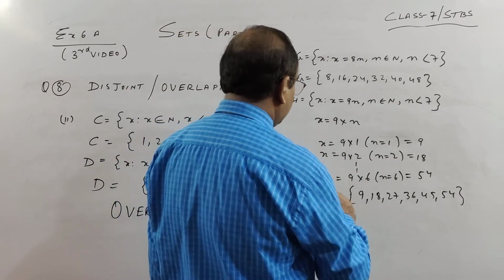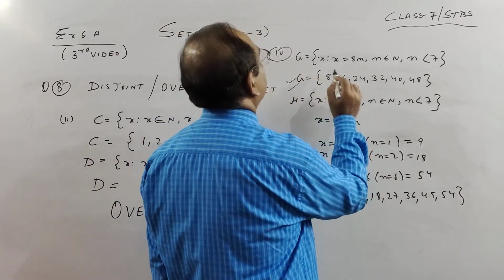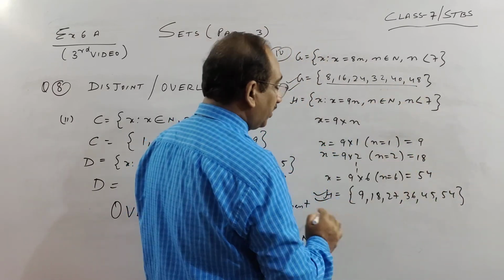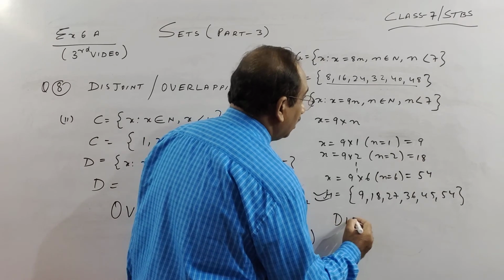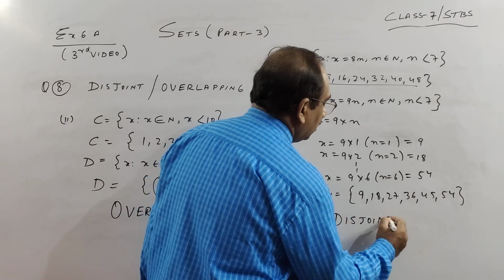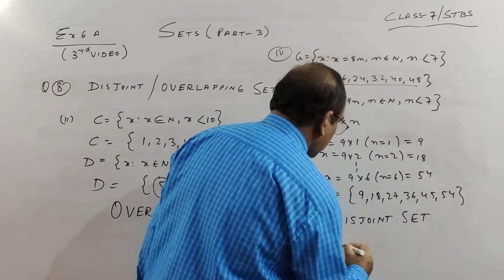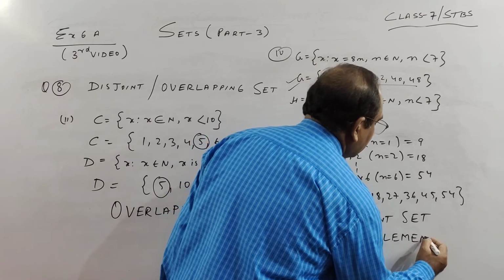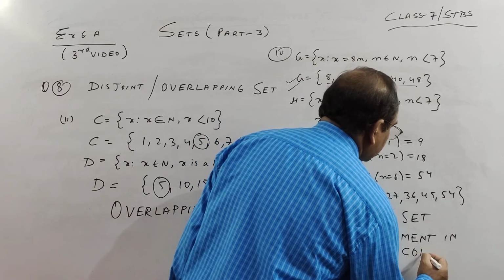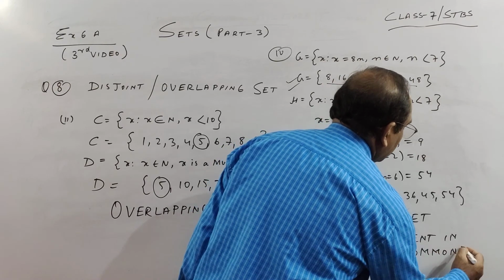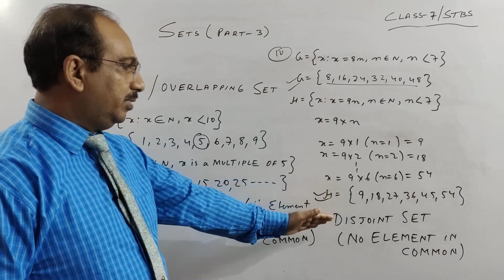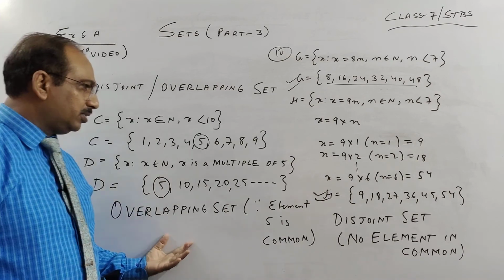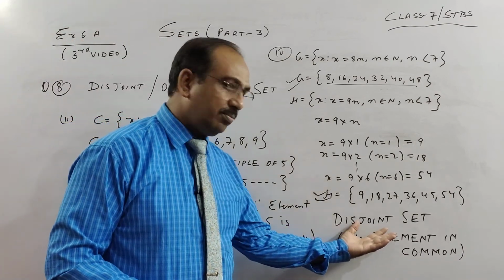Is there anything common? Just see now, forget everything, and look at H and G. Is there anything common? See, nothing is common. This is the table of 8, this is the table of 9. So nothing is common, therefore they are disjoint. A disjoint set means no element in common. Here we have no element in common between G and H, and between C and D one element was common, so that was overlapping, and since no element is common here, this is disjoint.